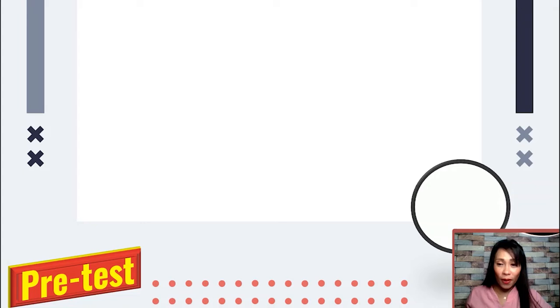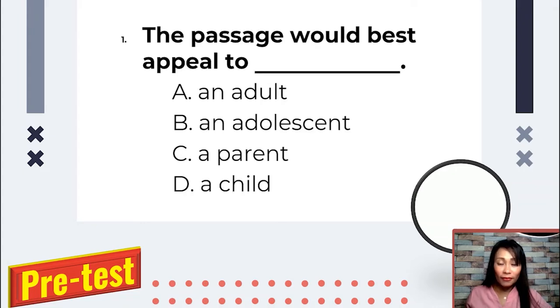For question number 1, the passage would best appeal to A. An adult, B. An adolescent, C. A parent, or D. A child. And the answer is B. It best appealed to an adolescent.